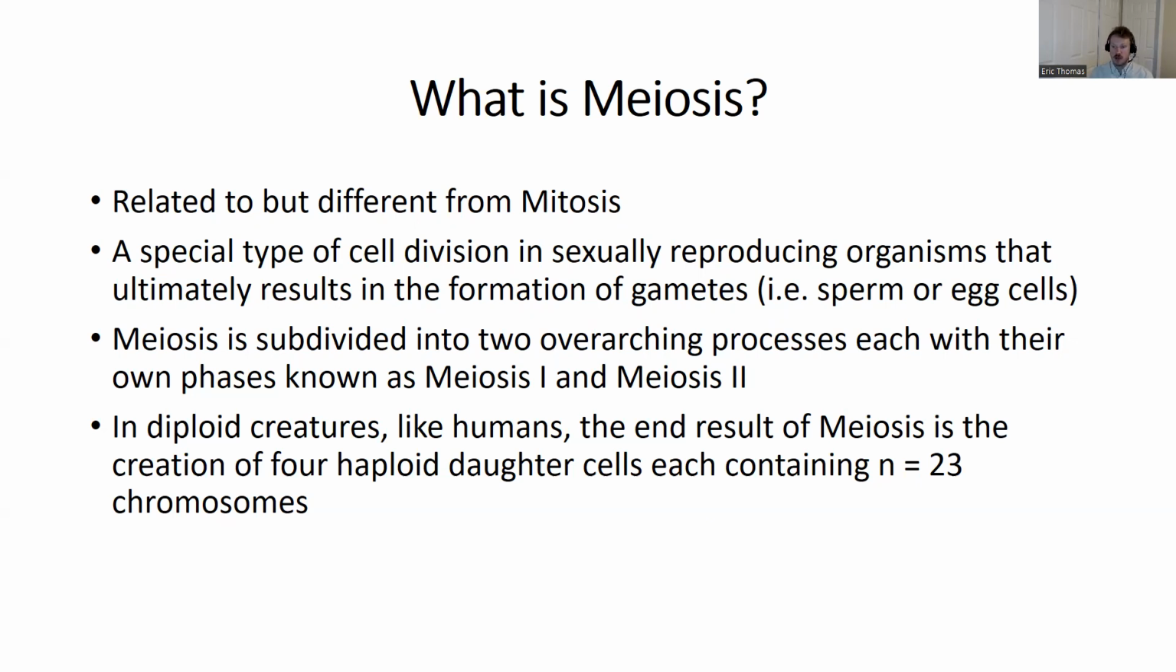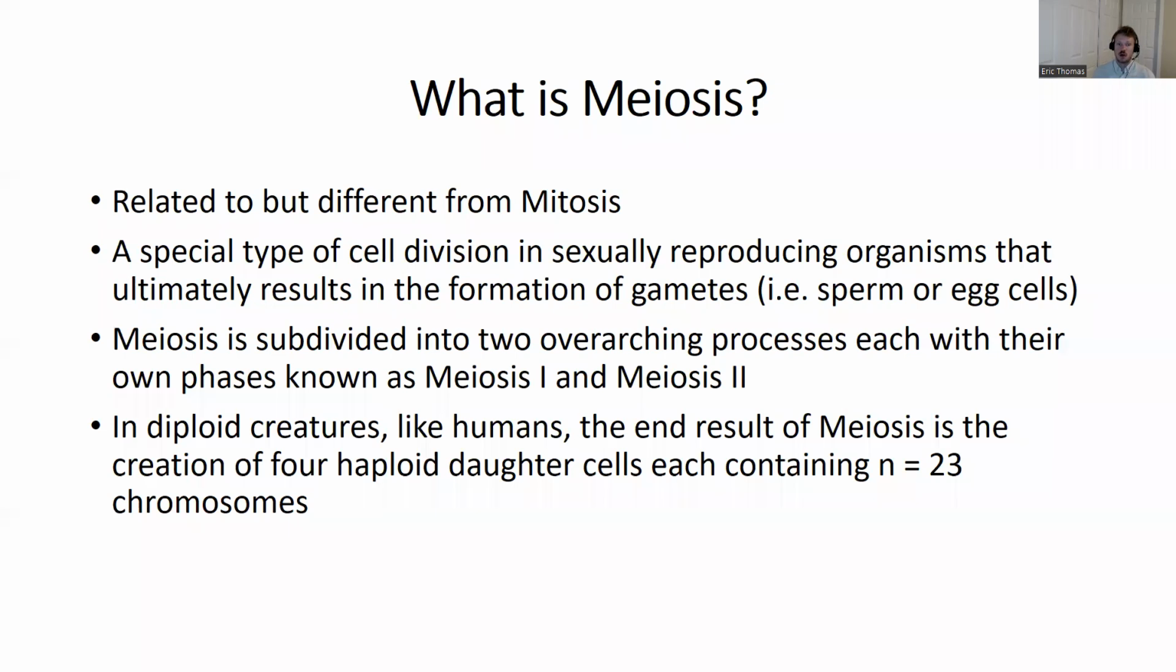Once meiosis 2 has concluded, in diploid creatures like humans, the end result is going to be the creation of 4 haploid daughter cells that each contain, again in humans, 23 chromosomes. So when we say diploid, what we're talking about in the case of humans, for example, is human beings have 2 sets of 23 chromosomes, right?